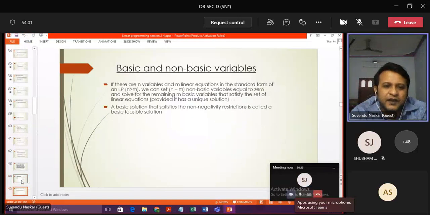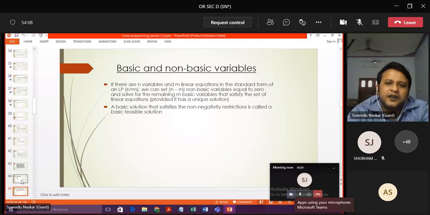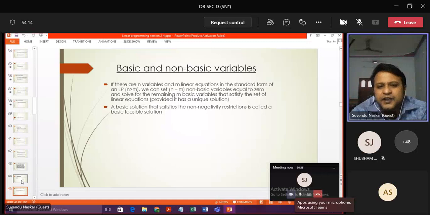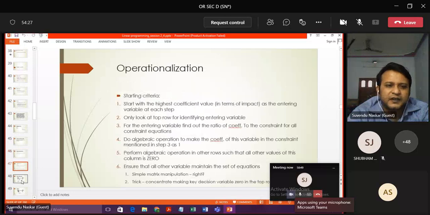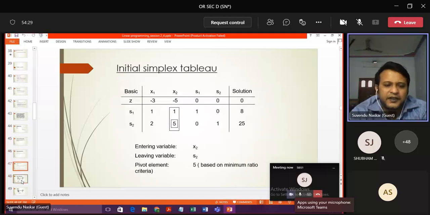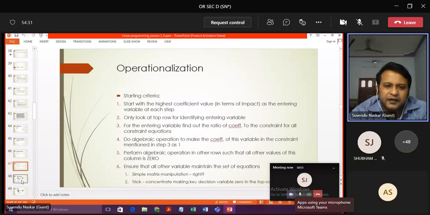This we have covered: basic and non-basic variables. If there are n variables and m linear equations in a standard form in LP, where n is greater than m, we can set n minus m non-basic variables. Let's not get confused by this terminology. Let's see what exactly we do. These points will come back again.